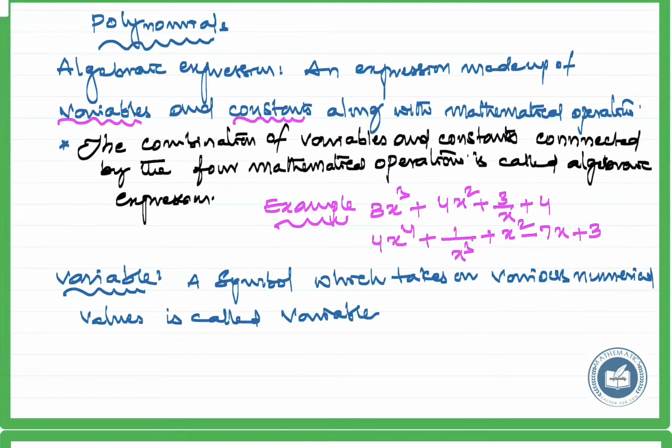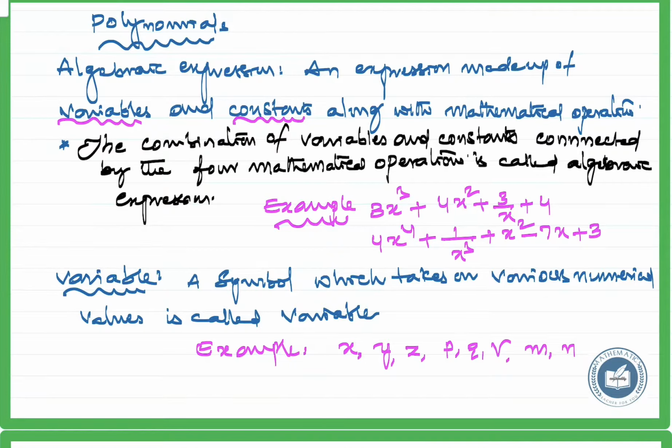Here is an example. x is a variable, it can take any value. It takes on various numerical values, so 1, 2, 3, 4, any value you can give for that. y is also a variable, and z also, and p, q, r, sometimes you can use m and n also. All these are considered variables.